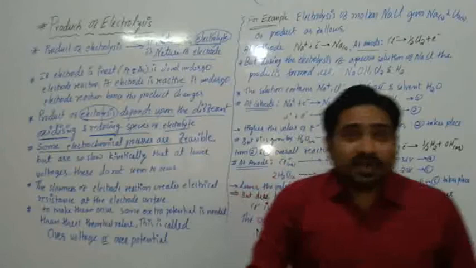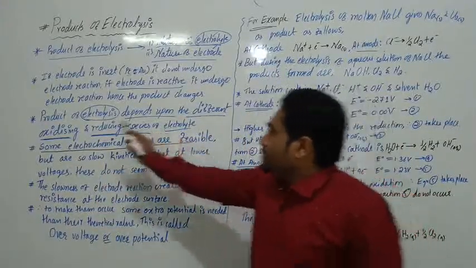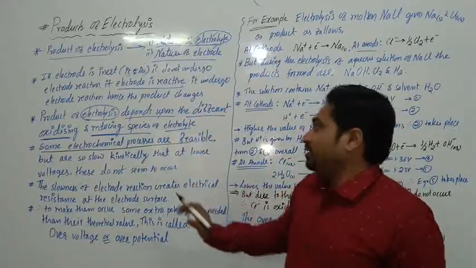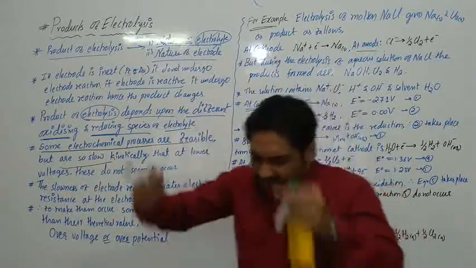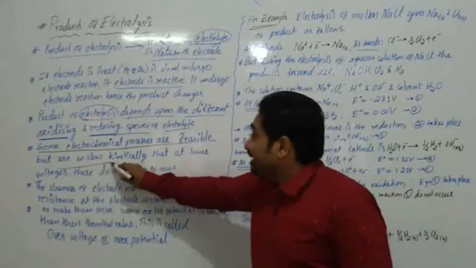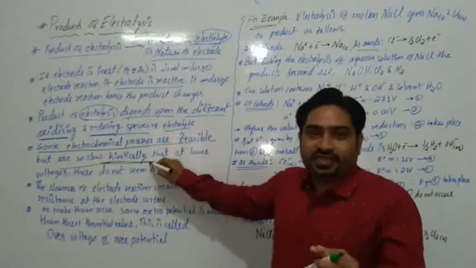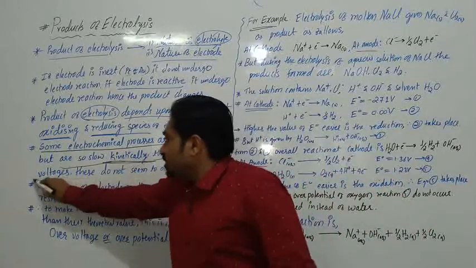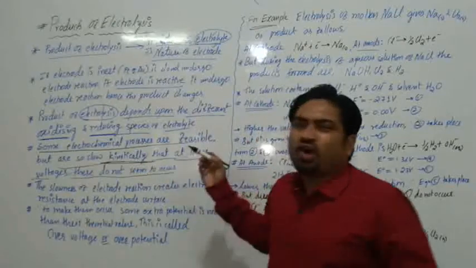So some chemical reactions are feasible means they do occur but are so slow. The rate of the reaction is very, very slow kinetically. If the reaction is very slow kinetically, the rate of the reaction is so slow that at lower voltages these do not seem to occur.